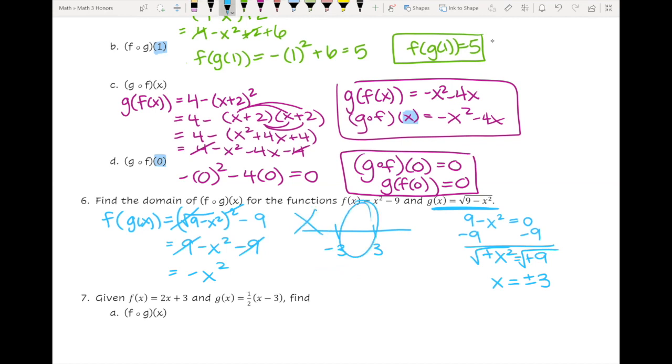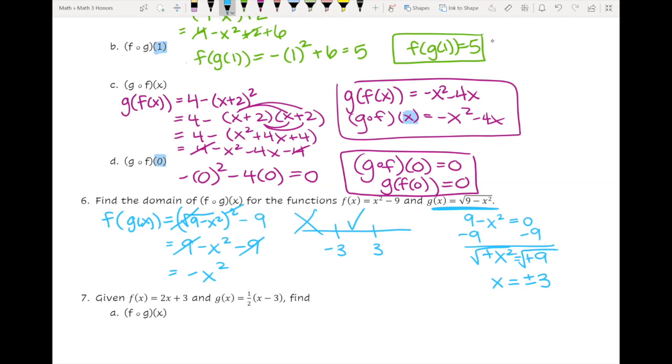Let's test a number in the middle there. Maybe I'll test 0. The square root of 9 minus 0 squared. So that'll be the square root of 9. It's a positive 9, so I can take the square root of it. It even comes out to a nice pretty number, but I don't really care what the number is. I just care, can I take the square root of 9? And yes, I can. So this middle section works.